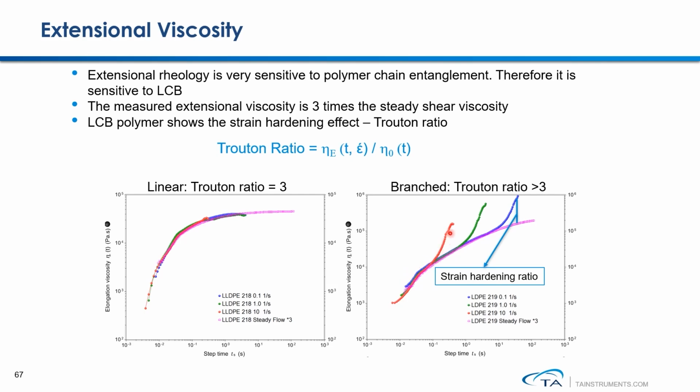From these results, people defined a parameter called the Trouton ratio. The Trouton ratio equals the polymer's extensional viscosity divided by its steady shear flow viscosity. For a linear polymer, the Trouton ratio should equal 3. For a polymer containing long chain branching structures, the Trouton ratio should be greater than 3.